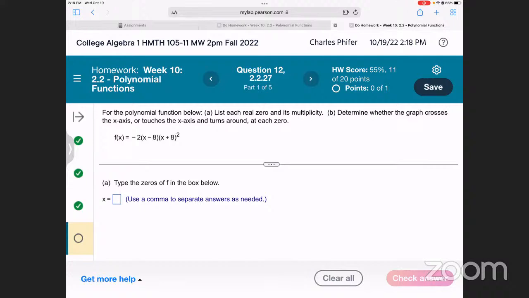Okay, let's take a moment to, let me see. We're doing pretty good. We're about halfway. Let's keep going. So for the polynomial function below, first we're asked to list each real zero.